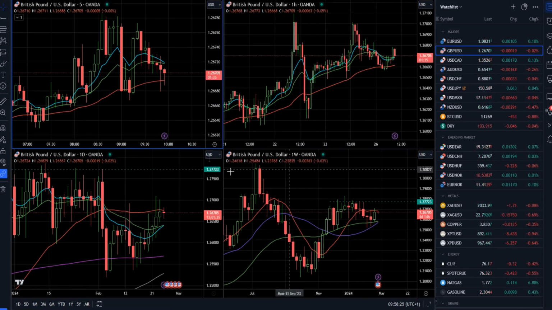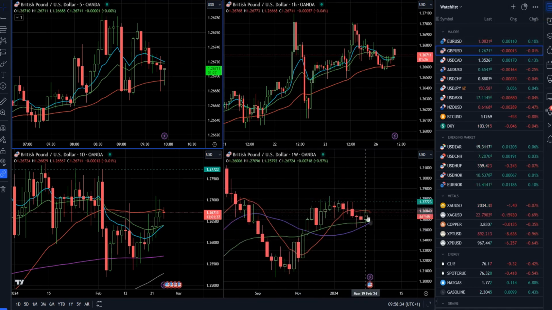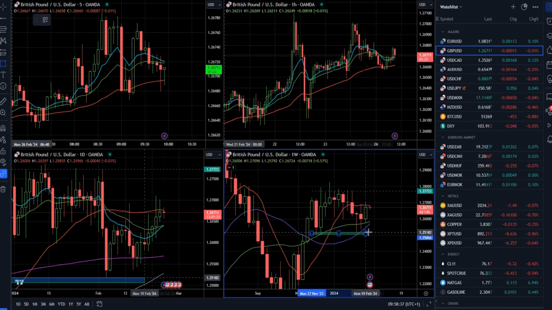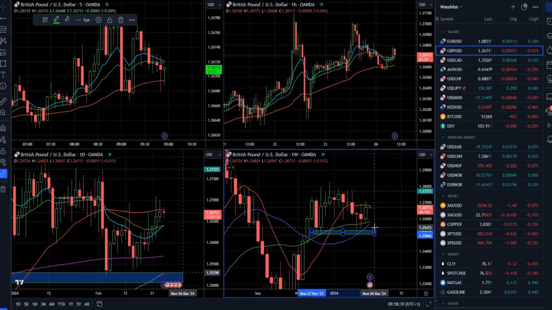We have a multi-time frame view here: a 5-minute, 1-hour, daily time frame, and a weekly time frame. So what we can see here on the pound dollar is that last week, as alerted a week ago, there was a key weekly support around 1.2547, and the last week rally was basically the result of this test of the support from a few weeks ago.